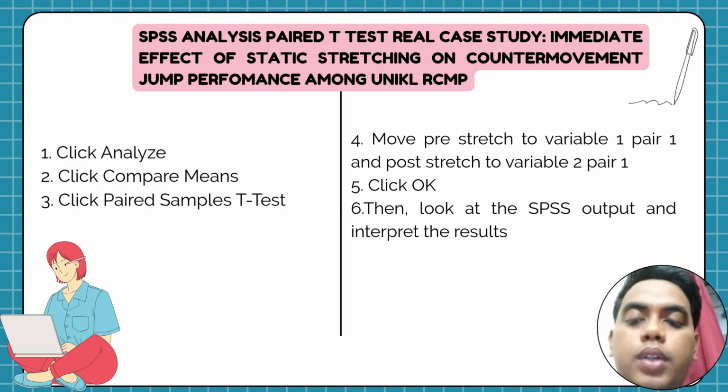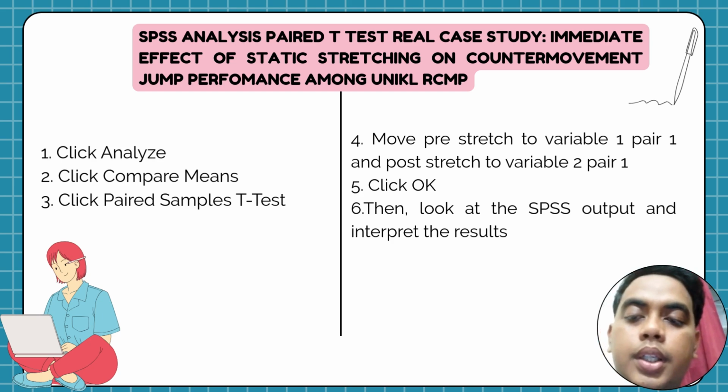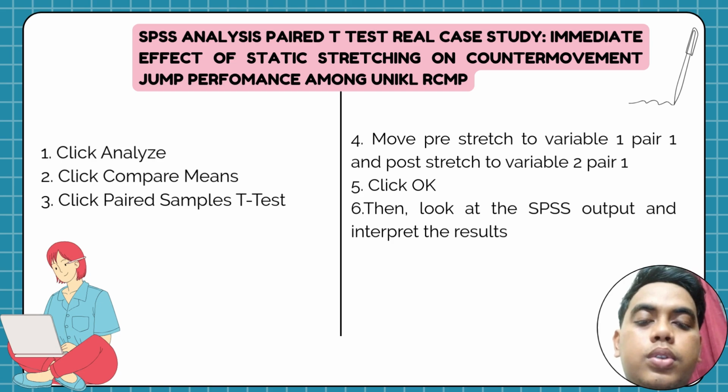First of all, we need to click Analyze at the top, and then click Compare Means. Then we go to the paired samples t-test, and move the pre-stretch to variable one, pair one, and also the post-stretch to variable two, pair one. Then click OK. Then the SPSS output and the result come out.